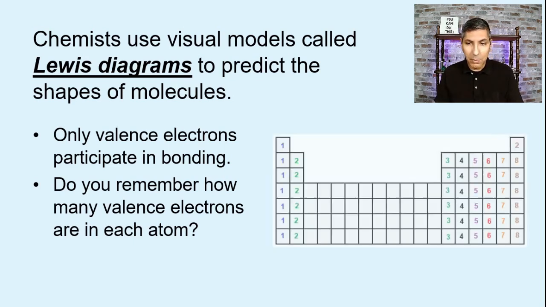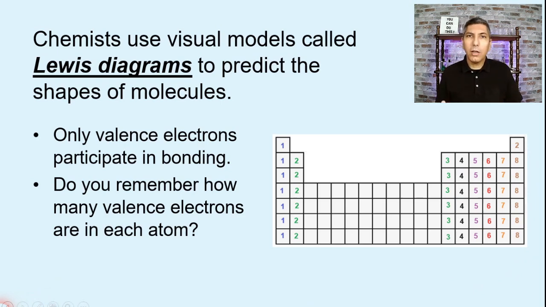Well, in case you've forgotten, everything in group 1 over here on the left side of the table has 1 valence electron. Group 2 has 2 valence electrons. Group 13 has 3 valence electrons. Group 14 has 4, and so on. Group 15 has 5, 6, 7, and then most of these noble gases have 8 valence electrons. You're going to need to know that as you draw these electron-dot diagrams.